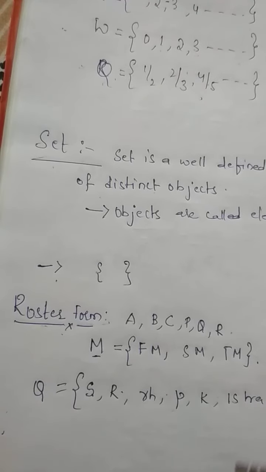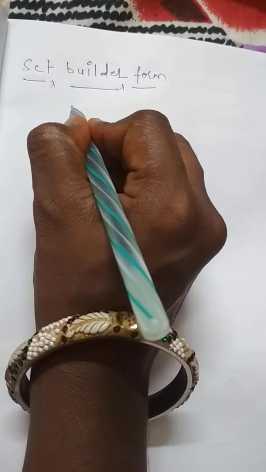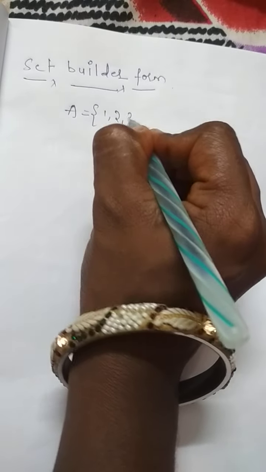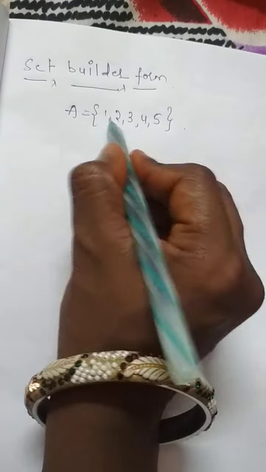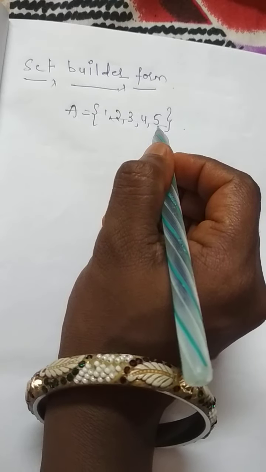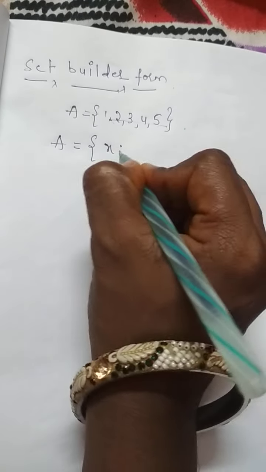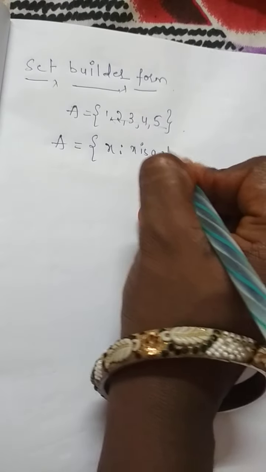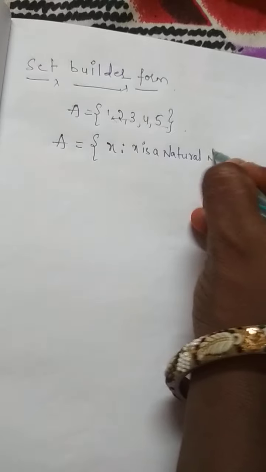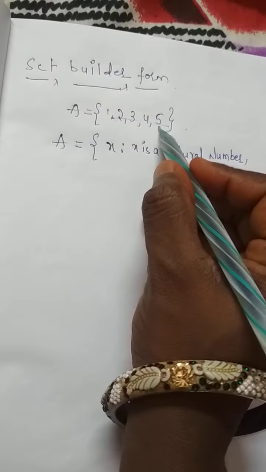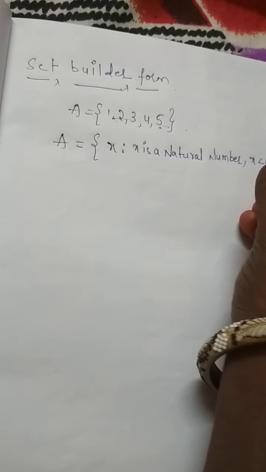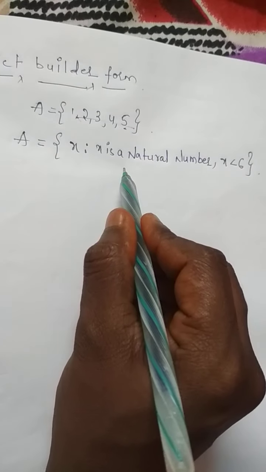Another one is set builder form. How to express this set? Suppose I want to write A is equal to 1, 2, 3, 4, 5. What are these? Natural numbers, only up to 5. So the same can be written in set builder form like: x is such that x is a natural number and x is strictly less than 6. Okay, this is called set builder form.